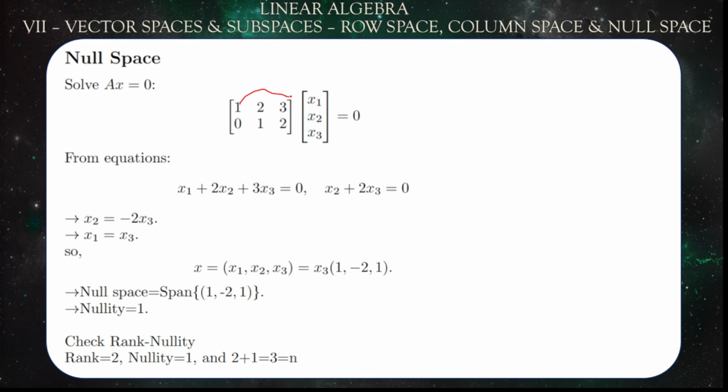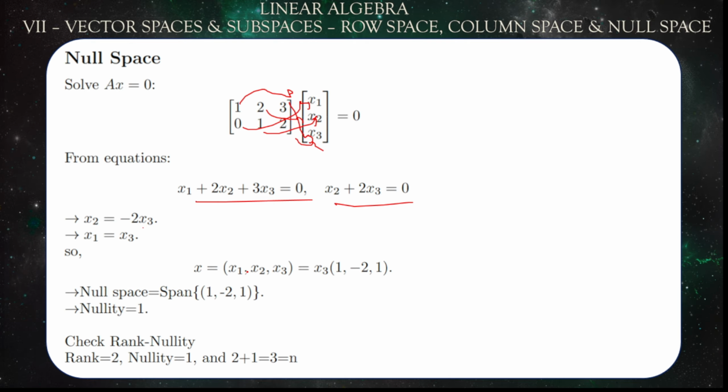Okay, so x1 plus 2x2 plus 3x3 is equal to 0. Second equation is 0 plus x2 plus 2x3 is equal to 0. So what we get is x2 is equal to minus 2x3. Then you replace x2 by minus 2x3, so you get from the first equation x1 is equal to x3.